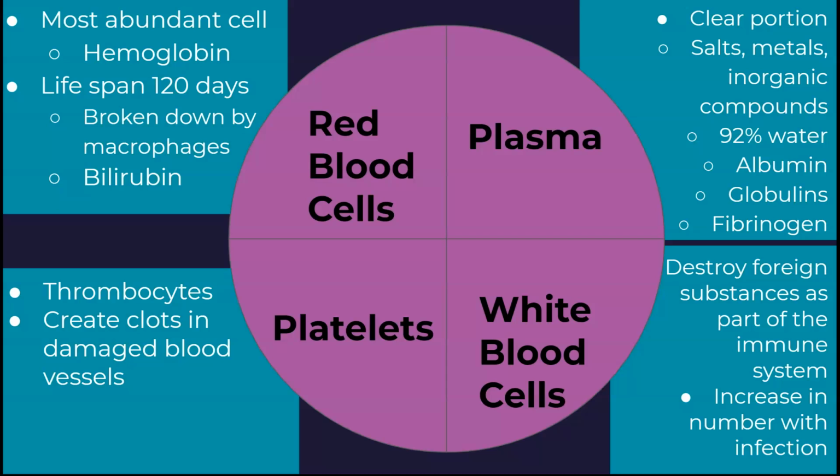Red blood cells, which hold hemoglobin, are your most abundant cells. Every red blood cell lasts for about 120 days before it's broken down by macrophages and filtered out by the liver. When it's being filtered out by the liver, it produces bilirubin.